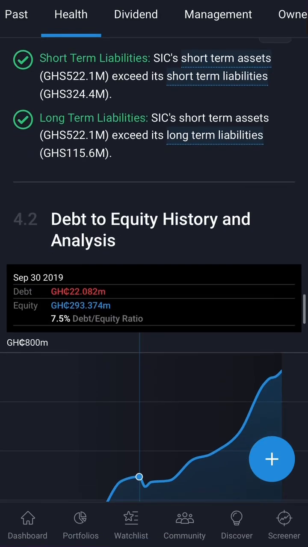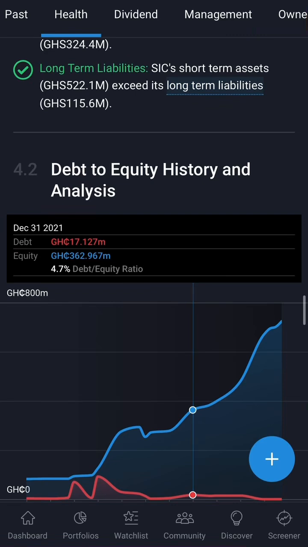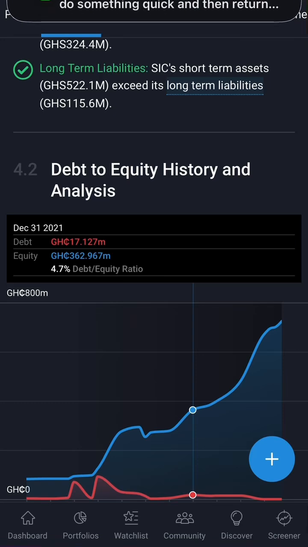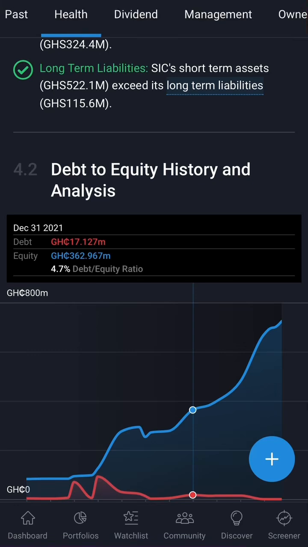Let's come to the debt to equity ratio. The debt to equity ratio tells us how the company funds its operation. Does it borrow money to fund its operation, or does it use its investors' money, that's the equity, to fund its operation? The debt to equity ratio is calculated by picking the total debt divided by the total equity.